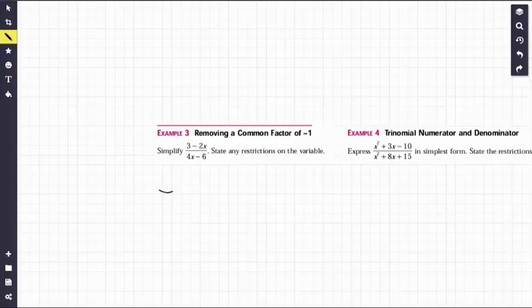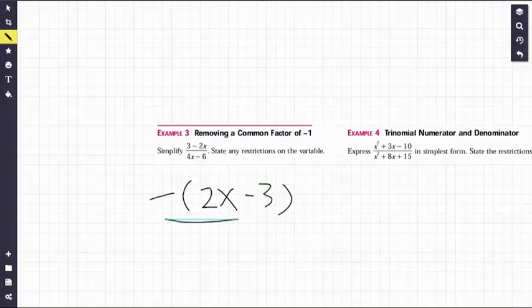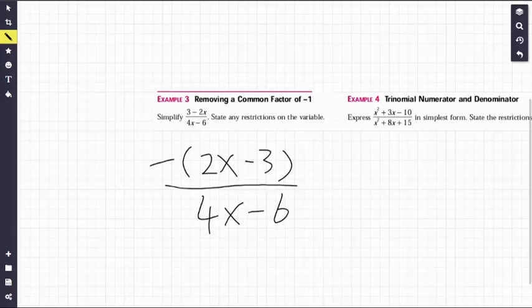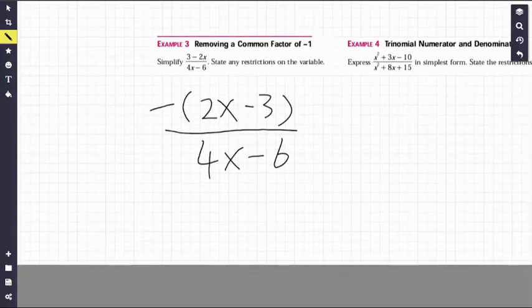So what happens instead of -2x? I would just factor out a negative, or factor out a -1. So this becomes 2x minus 3, because it was originally plus 3. So we factor that out, and 4x minus 6. Now look what happens. We can do it now. So we can factor it out with 2.